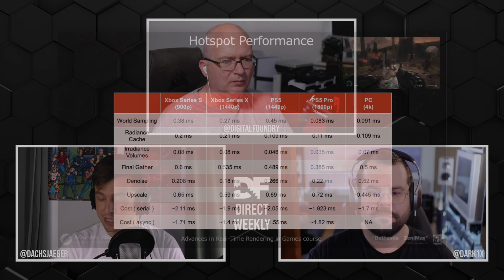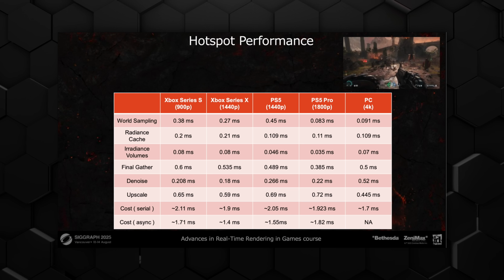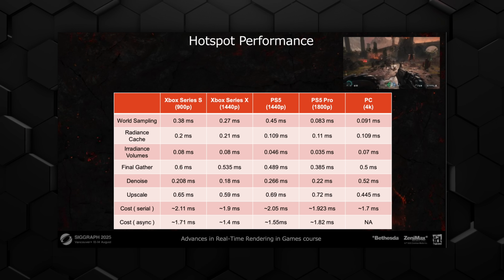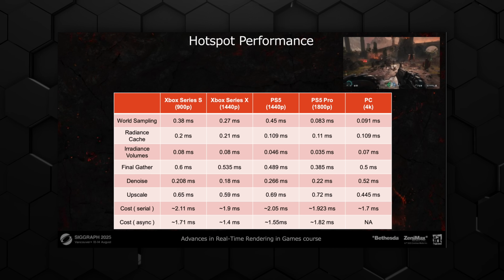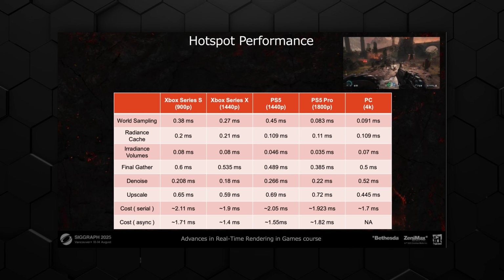If you look at a step like denoising, which is a pure compute step, you can see that Xbox Series X and PlayStation 5 are pretty different. There's a huge gap between world sampling on Series X versus PS5, where the Series X is a lot faster. Yeah. So in the end, you have different designs.